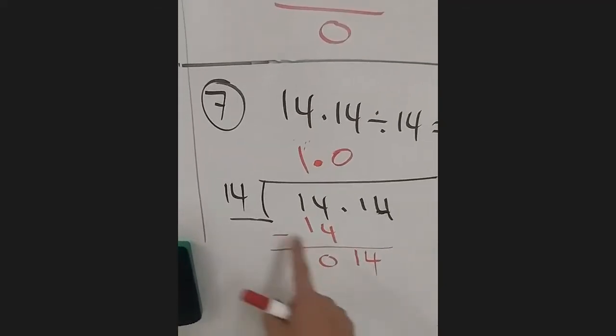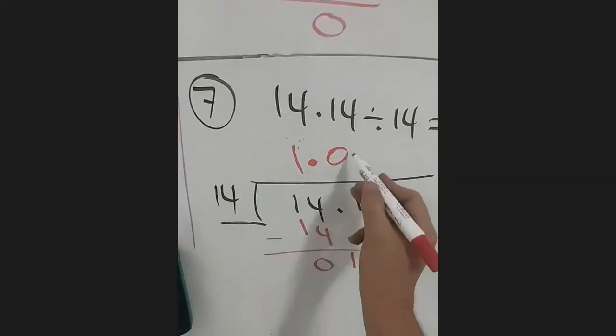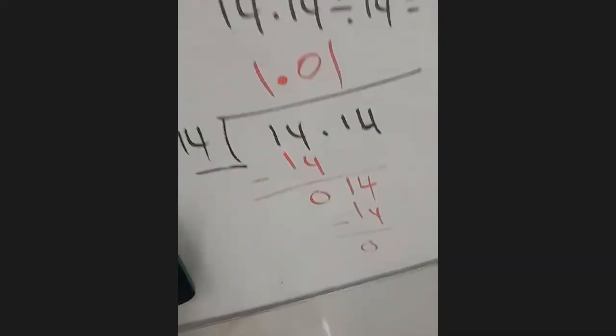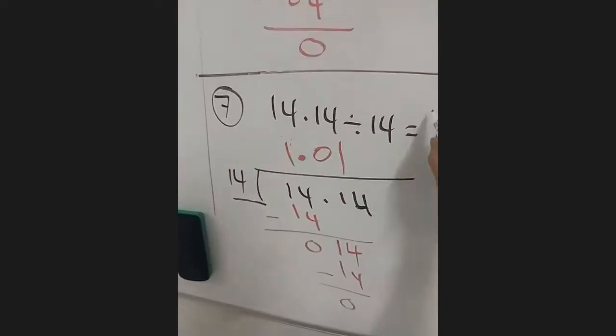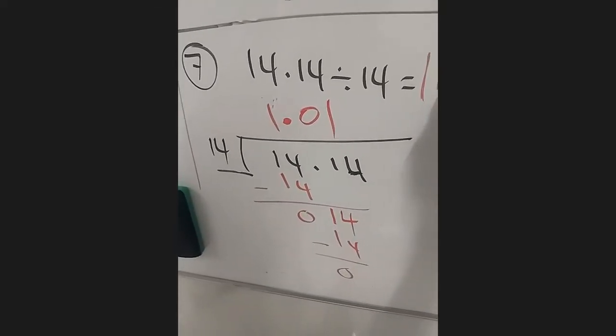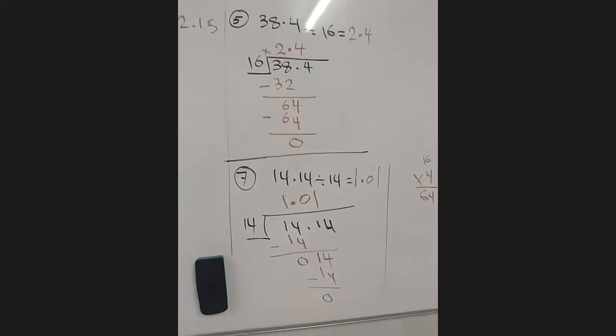Yeah, 14 divided by 14, how much? 1. Also 1. 1 by 14, 14. Subtract: 0. So what's the answer? It is 1 decimal 0 1. 1.01. Got it? Yeah. Okay.